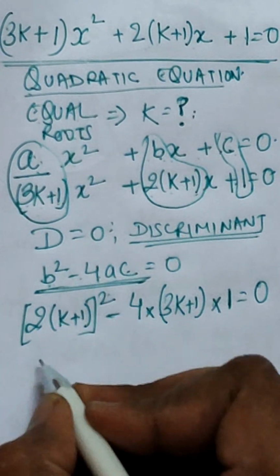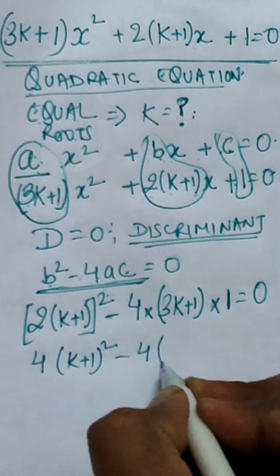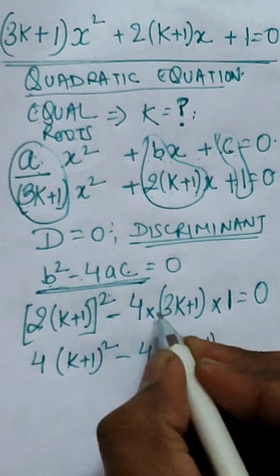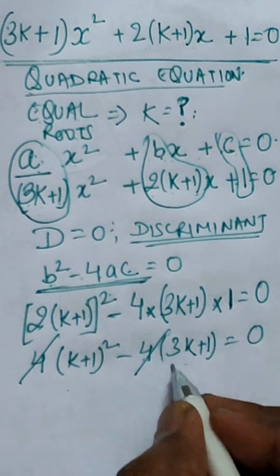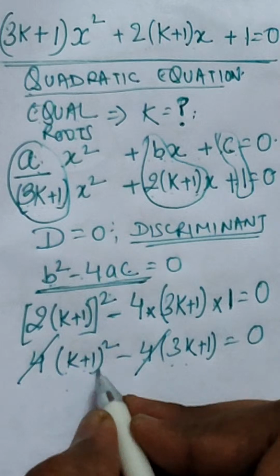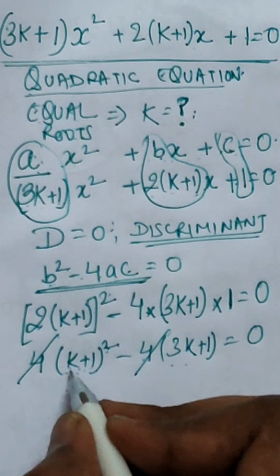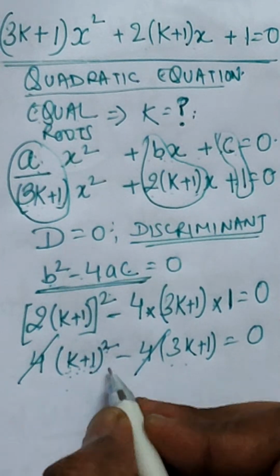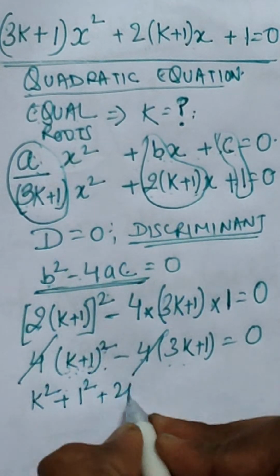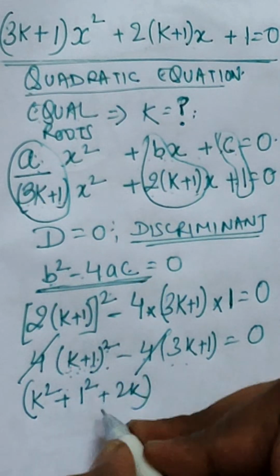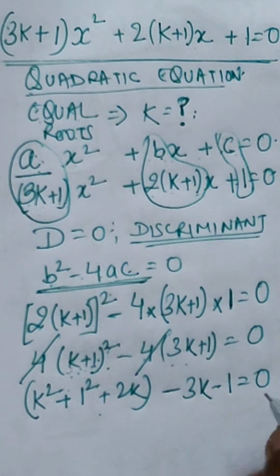Now 2 square will be 4. So 4 times (k plus 1) whole square minus 4 times (3k plus 1), because 4 multiplied with 1 will be 4, equal to 0. You can see 4 is common in both the terms, so 4 will be cancelled out. Now expand (k plus 1) whole square in the form of (x plus y) whole square, x square plus y square plus 2xy. So it will be looking like k square plus 1 square plus 2k. When you expand this, minus 3k minus 1 equal to 0.